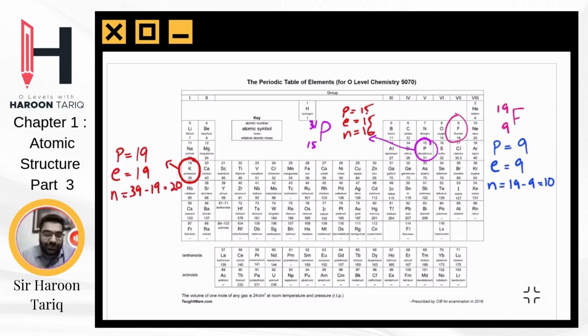Shahnawaz, is this making sense? This is how you recognize the number of protons, electrons, neutrons.